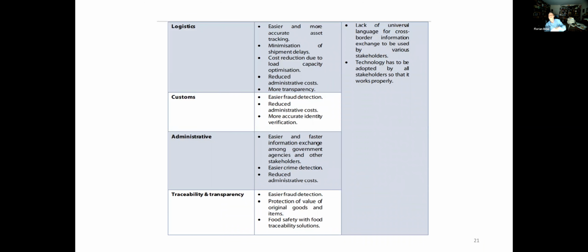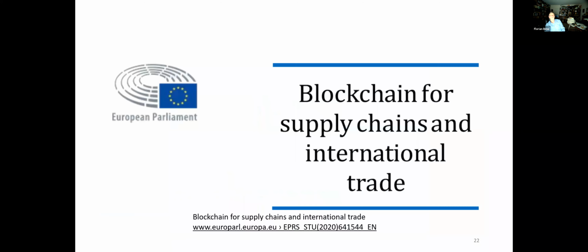Now, lack of a universal language for cross-border information exchange is a major problem. And there are several organizations that are either calling for creation of these standards or working on these standards. Again, I'll show you later the organizations and what's happening there. And then you can see the list of benefits. This is a publicly available source that I found extremely useful. I put underneath of that a link, URL. This is just downloadable in PDF.